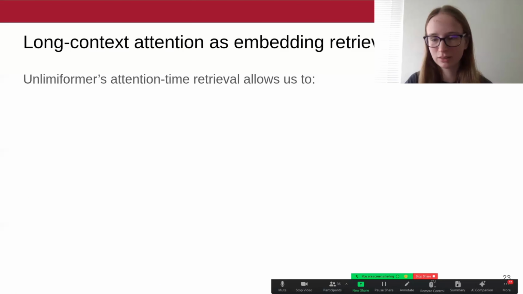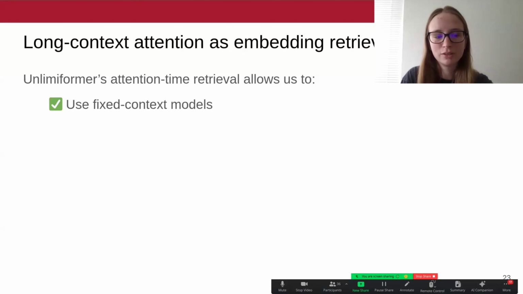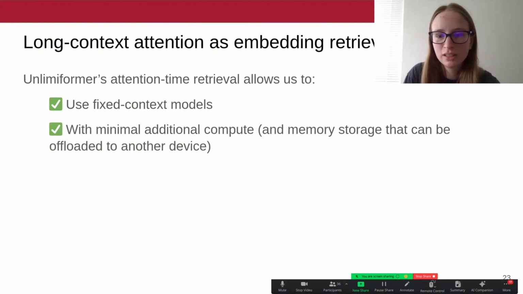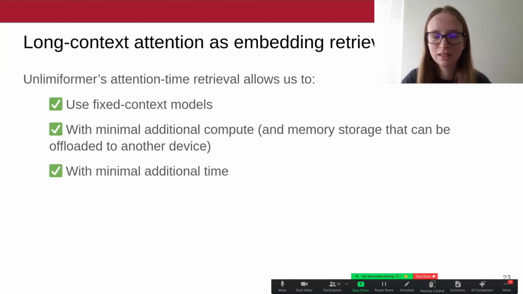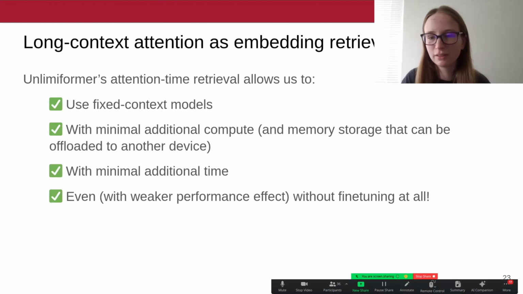So this is the set of results from the original paper. We can use a fixed context length model. We can use minimal additional computed inference time, and also the possibility of offloading that storage to another device with some latency costs, with minimal additional time, and even sometimes with a little bit weaker performance without fine-tuning at all.